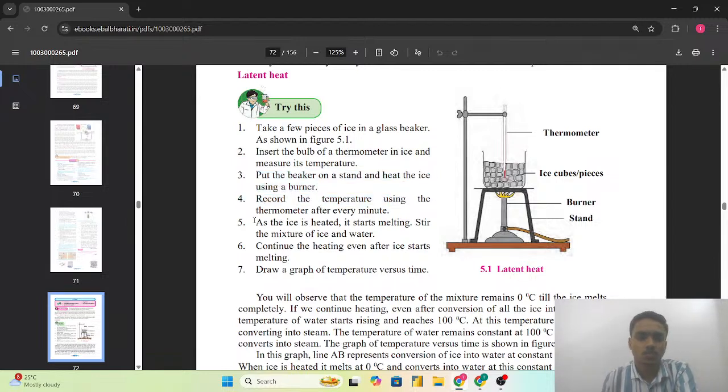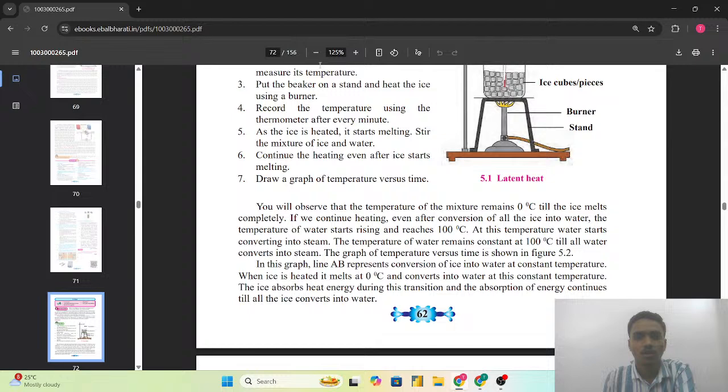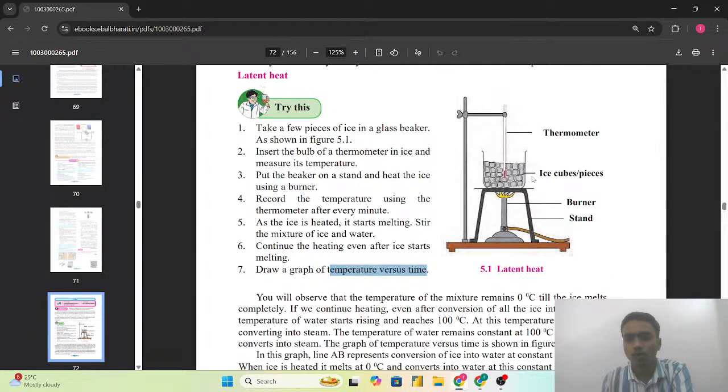Then record the temperature using the thermometer after every minute. As the ice is heated, it starts melting. Stir the mixture of ice and water. Continue the heating even after the ice starts melting. Draw a graph of temperature versus time. So this is the simple activity. We have to record the temperature of that mixture with the help of the thermometer after every minute, and plot the graph of temperature versus time.